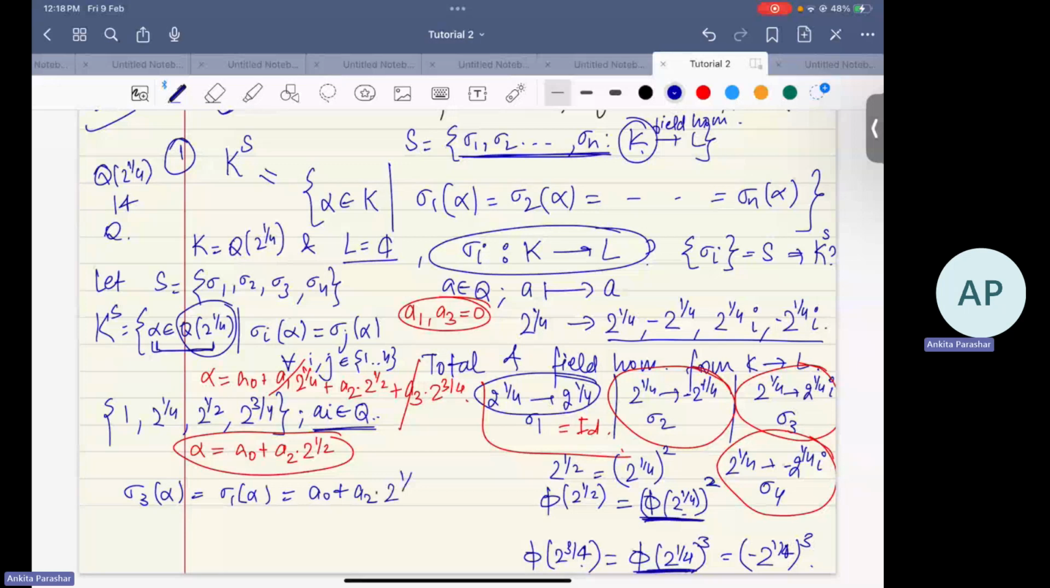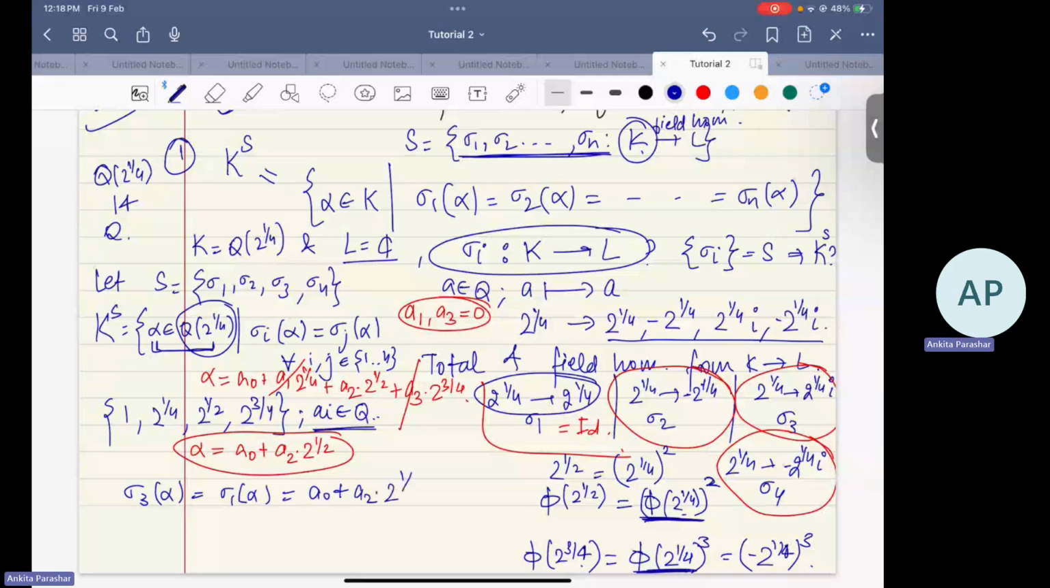Can you use the previous question to obtain an example for fields K and L and a set S? You need to find three things. What is the field K? What is the field L? What is the set S? Then only you can tell the three things, right? The degree of your extension field is greater than or equal to the cardinality of the set.